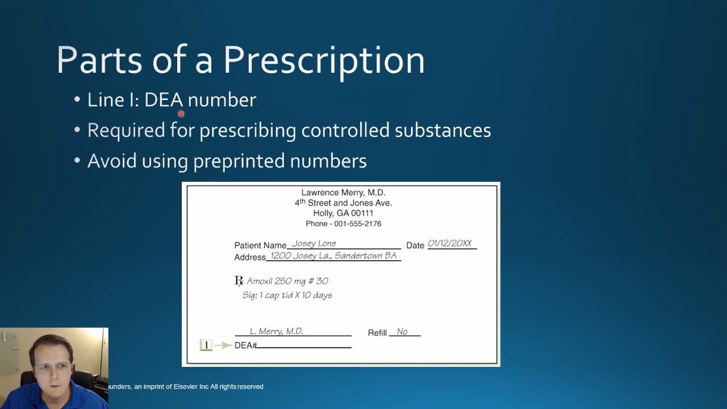This bottom line here is going to be for the DEA number. This is not always required, but it is if it's going to be for a controlled substance. Again, you don't want to preprint numbers on here or anything like that. The less you can preprint on these is going to be better for you in terms of making sure that a patient doesn't come and steal it and try to use it for their own purposes. So you want to keep that number kind of close to you if you do end up with a DEA number one day.